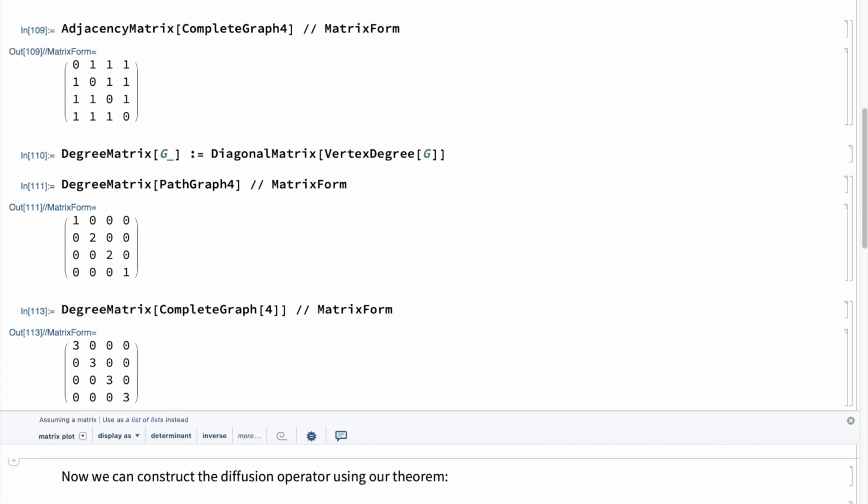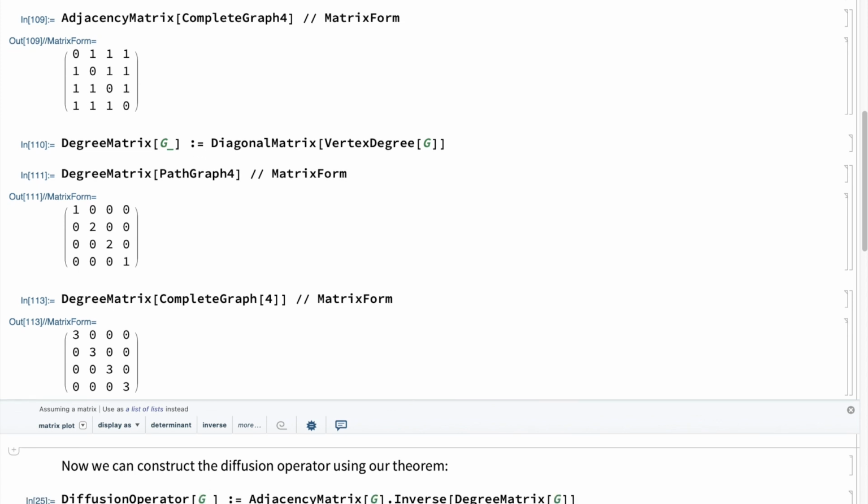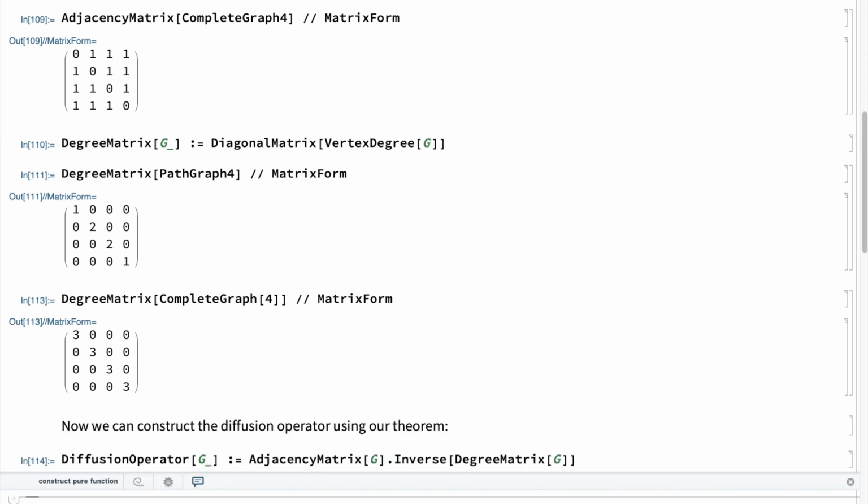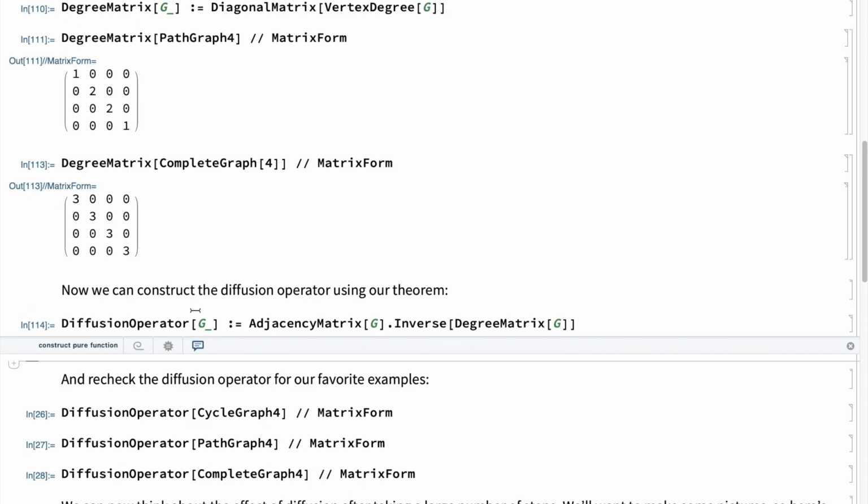Now, we remember that the diffusion operator was the adjacency matrix times the inverse of the degree matrix. So let's just define that. Just as a note, this G underscore means it's a variable. This colon equals is a function definition. And this says diffusion operator of G should be adjacency matrix of G. This dot is matrix multiplication, times the matrix inverse of the degree matrix of G.